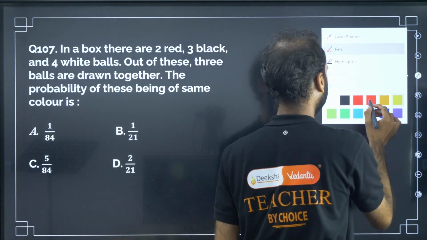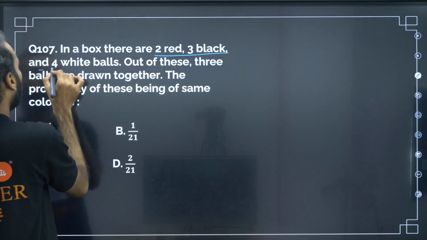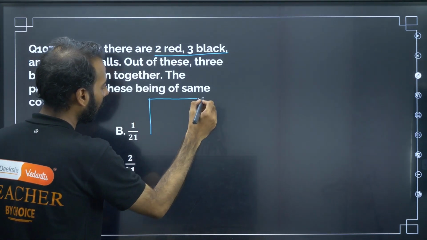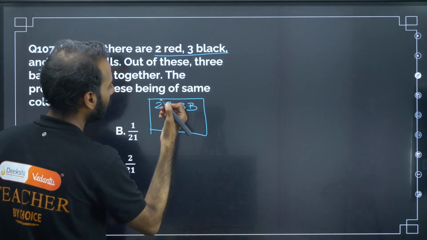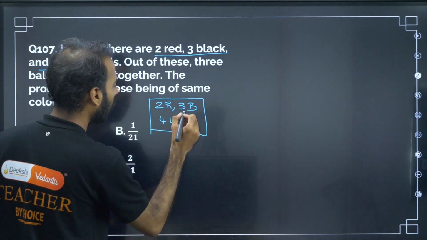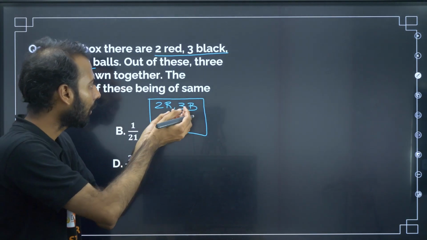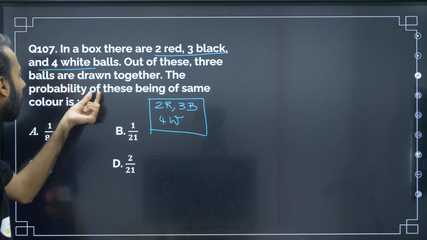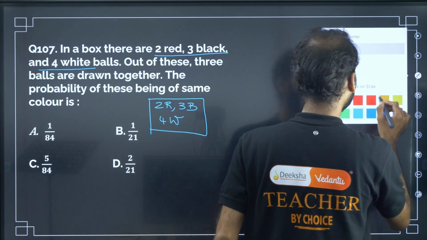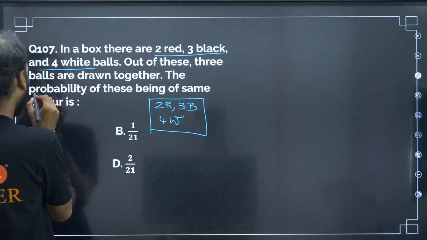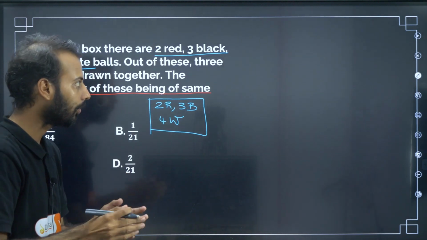In a box, there are 2 red, 3 black, and 4 white balls. They are taking one box with 2 red, 3 black, and 4 white balls. Out of these, 3 balls are drawn together. The probability of these balls being of the same color is, so the question is the probability. They are talking about the probability of these being the same color.